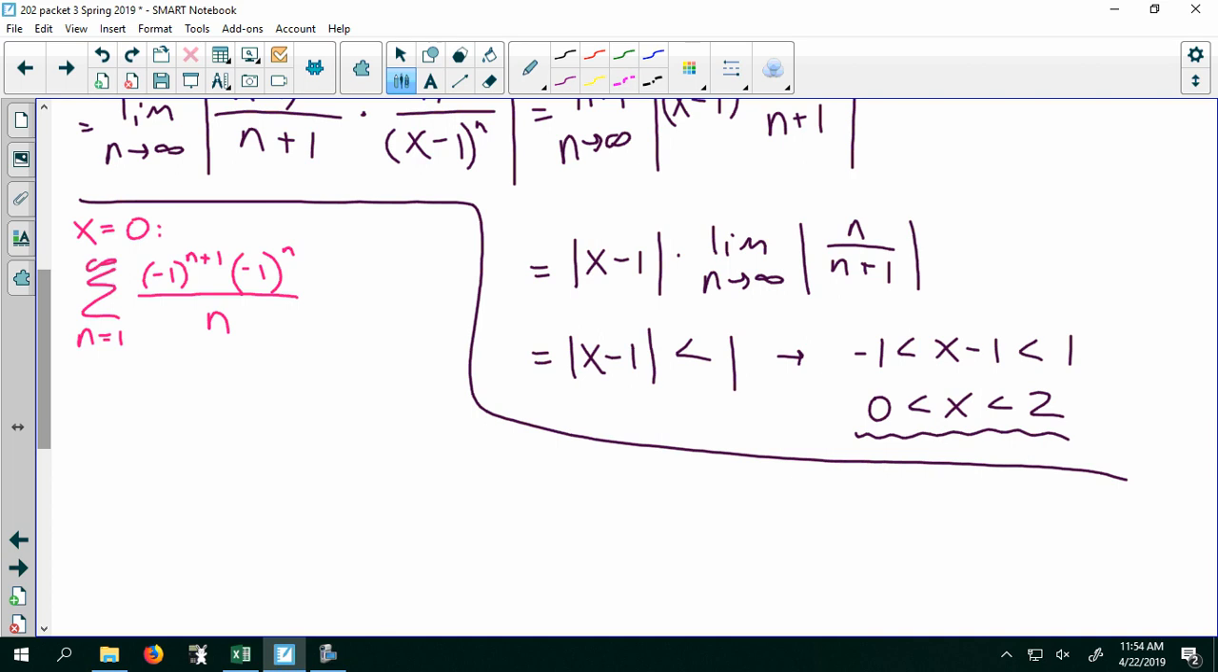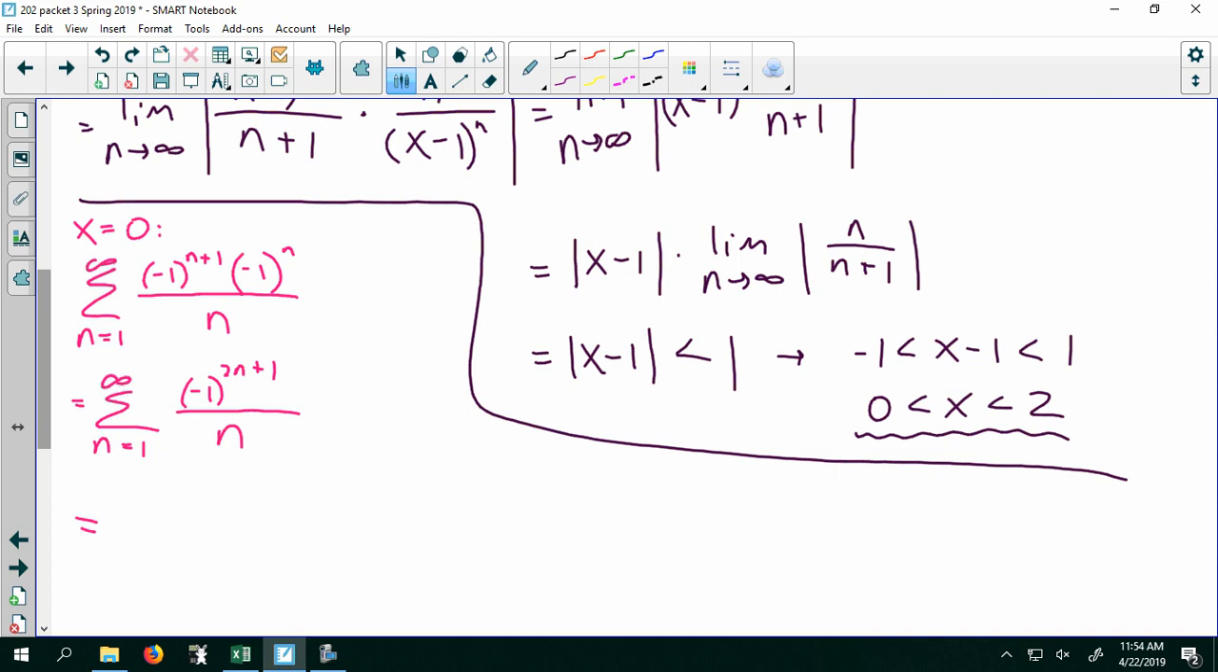Okay, so in my numerator, you're multiplying like bases, so you would add the exponents. So this becomes the sum from n equals 1 to infinity of -1 to the n plus 1 plus n, which is 2n plus 1, over n. Let's write out some terms.